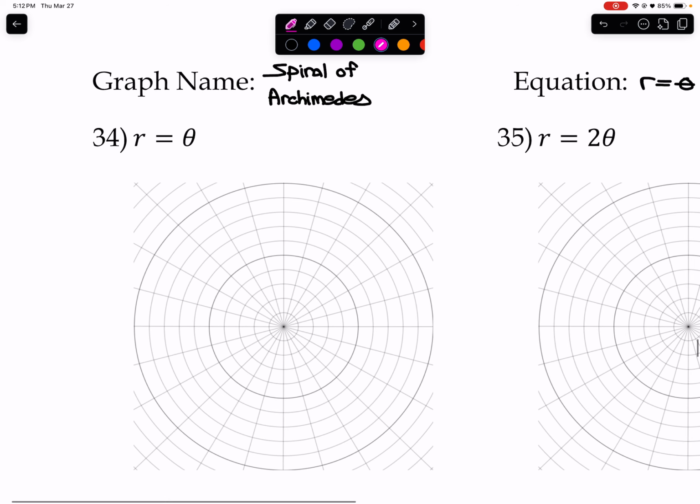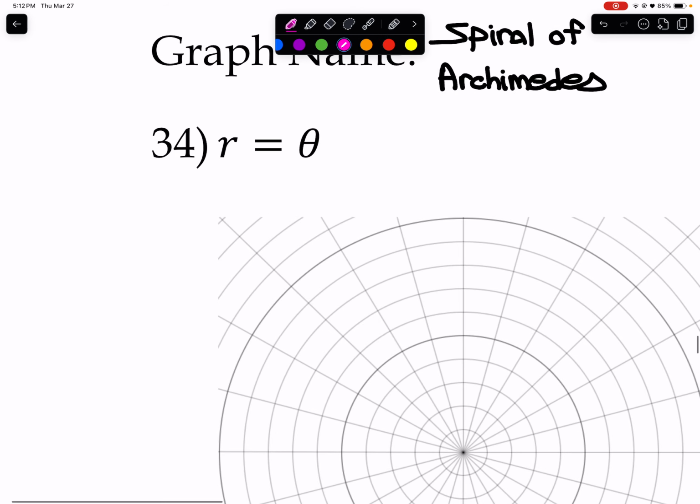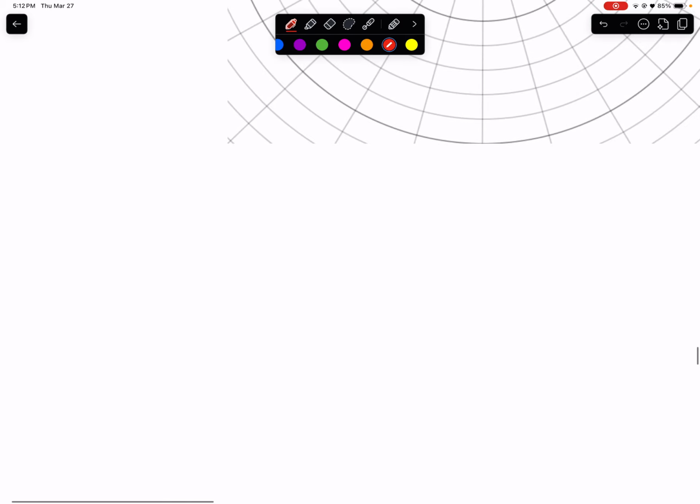That is my note. So with the spiral of Archimedes, what I will say is this is where the distance from the pole is going to be equal to the angle that it goes in the direction of. So meaning, if I were to make a little makeshift table down here, I'm going to go 0 in the direction of 0.